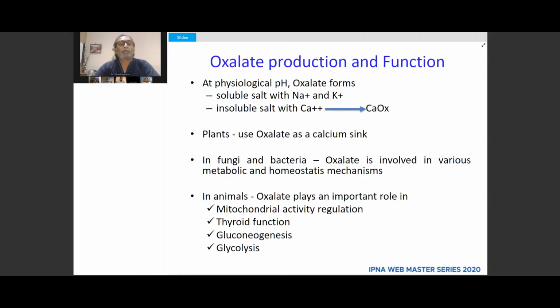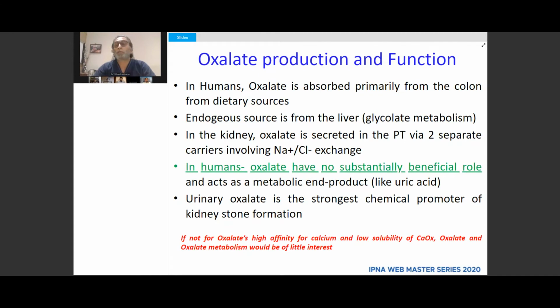Oxalate at physiological pH forms a soluble salt with sodium and potassium and an insoluble salt with calcium, calcium oxalate. It plays an important role in plants. It is used as a calcium sink, that is, excess calcium absorbed from the groundwater is bound by the oxalate present in leaves, fruits, nuts, and barks. It has varied metabolic and homeostatic roles in fungi, bacteria, and animals. In humans, oxalate has no substantial beneficial role and acts as a metabolic end product like uric acid.